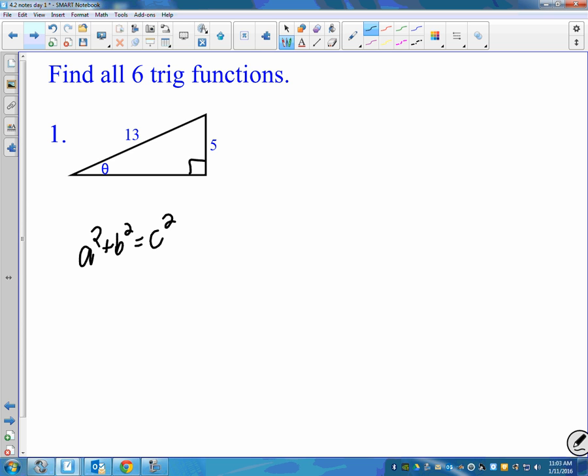So this would be 5 squared plus b squared equals 13 squared. That's 169 minus 25, which I believe is 144. That works out super nice. The third side of that triangle should be 12. Once you know all 3 sides, you're just using the formulas that you have to know.